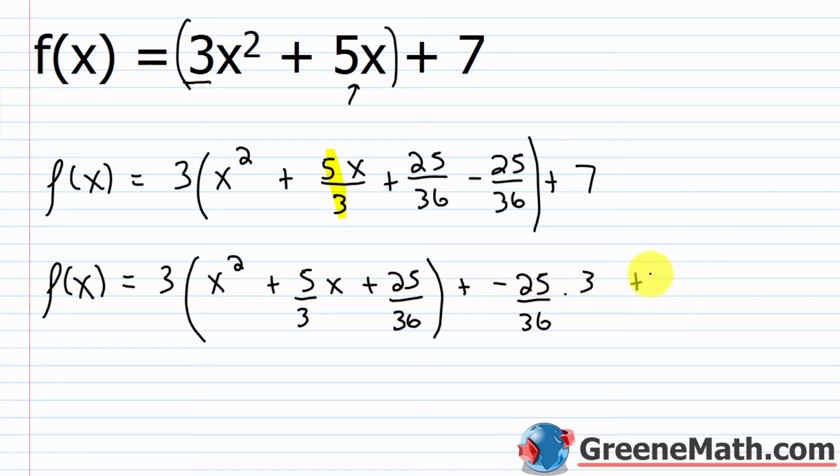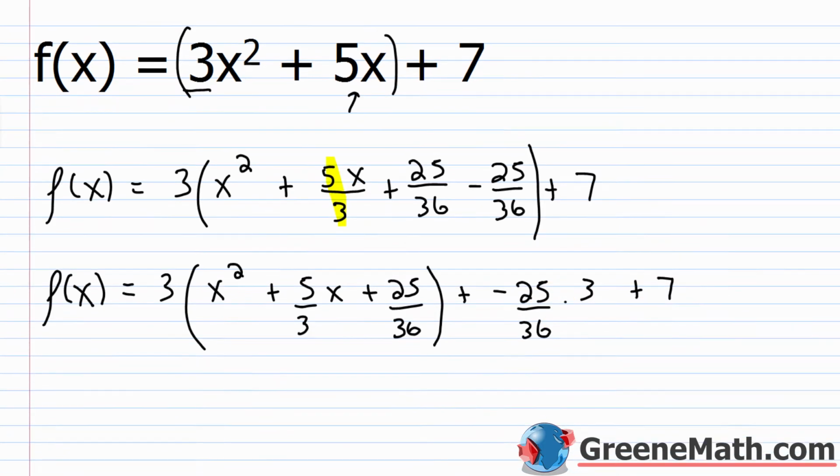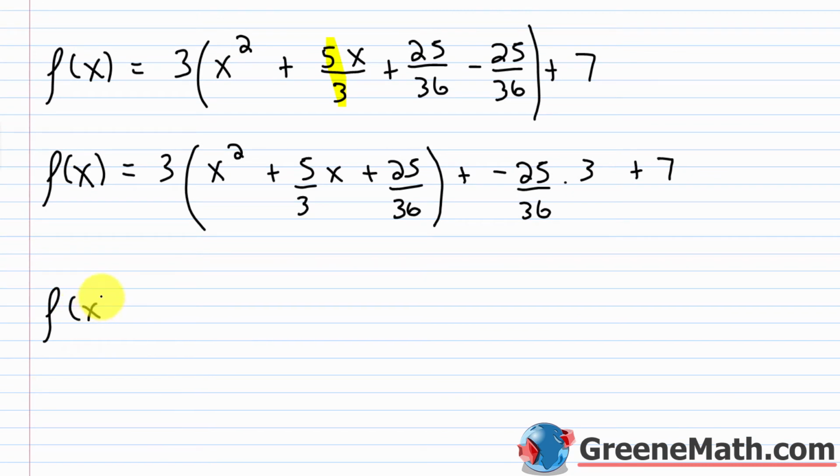So then plus 7. Okay, so let's scroll down, get a little room going. All right, so we're going to have f of x is equal to 3 times, if I factor this guy, I'm going to have x plus 5/6 in this quantity squared. Then over here, I have negative 25 times 3. That's negative 75. So you'd have negative 75. And this would be plus 7.